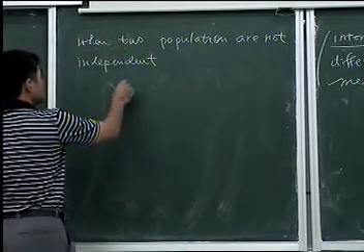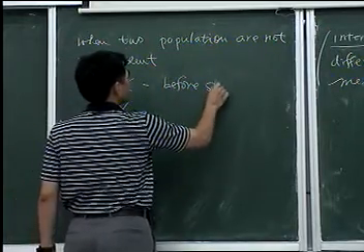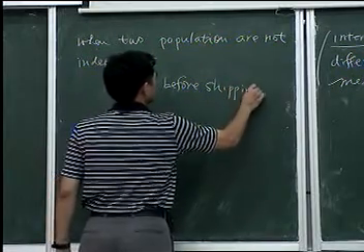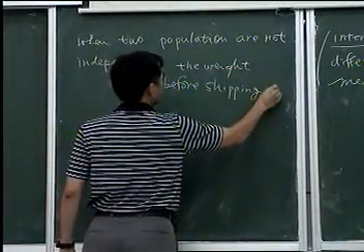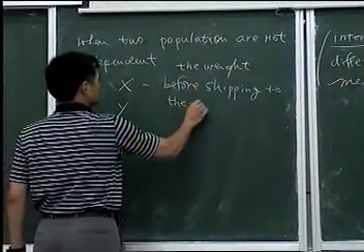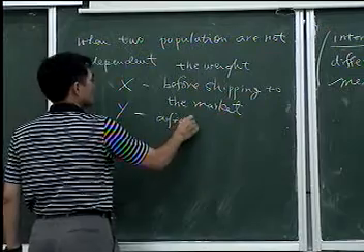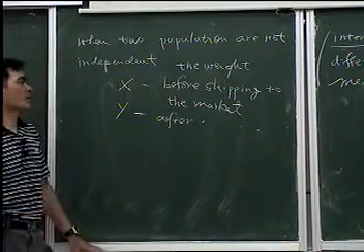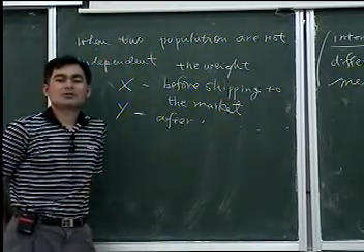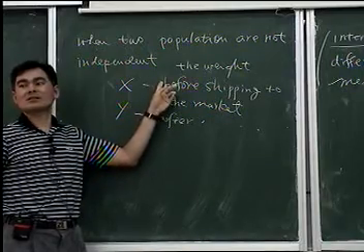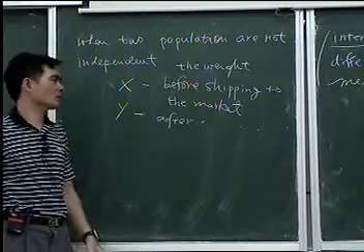So let us say x is the weight, okay, before shipping to the market. And y is after, okay? The weight after shipping to the market. So you want to figure out what's the difference there. But as a matter of fact, these two are exactly the same thing, right? So how to figure out the difference?